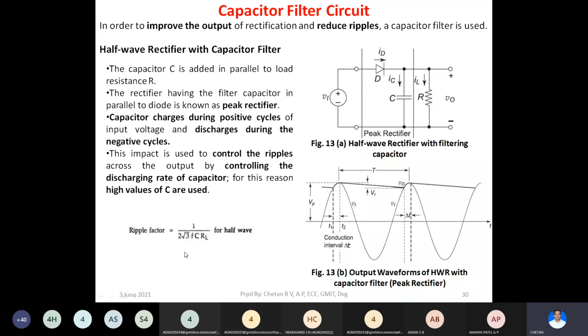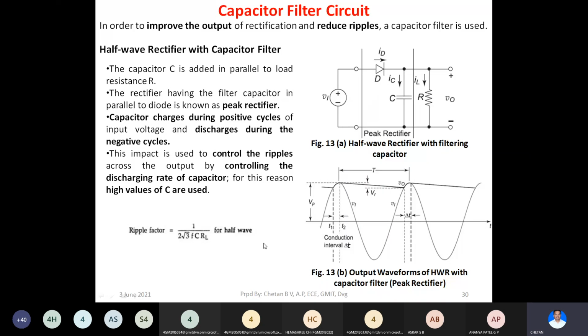This is the formula for ripple factor. The derivation is not in the scope of discussion here, so we can use the formula directly. So the ripple factor is 1 by 2 root 3 f C R_L, where f is frequency, right? So this is the ripple factor formula for half wave rectifier.